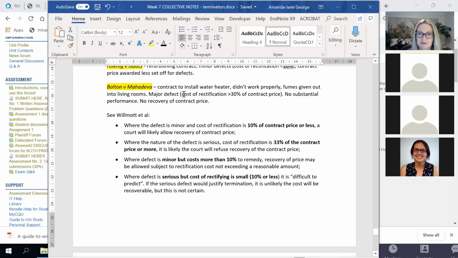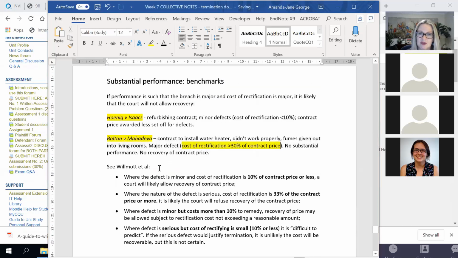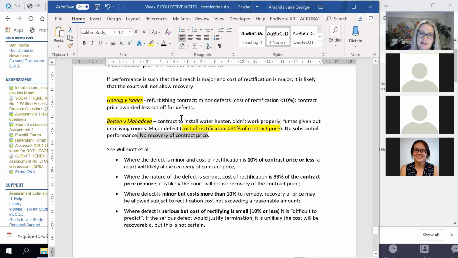In Bolton v Mahadeva, the cost of rectification was 30% of the price. And there, it was no go, no recovery of the contract price, no substantial performance, no recovery of contract price. Bolton v Mahadeva was an unfortunate case of installing a water heater that didn't work properly and gave out fumes into living rooms. That was obviously a fairly major defect, and because of that, no recovery, as I said.